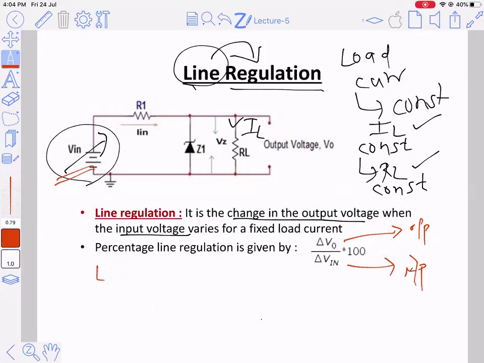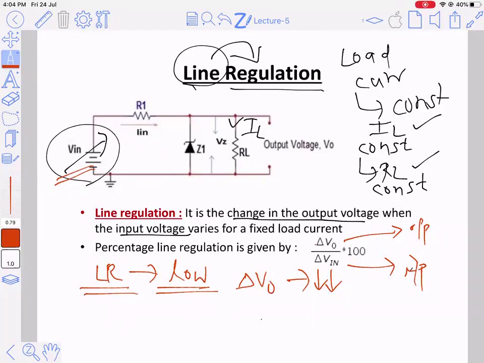What do I require? I require this line regulation to be as low as possible, because I need delta V naught, the change in output, to be very, very less. I don't want the output to change. If this is less, it is in the numerator, so my line regulation value should also be very low.